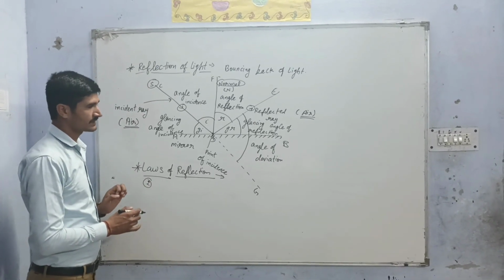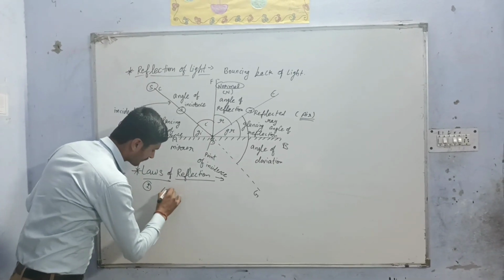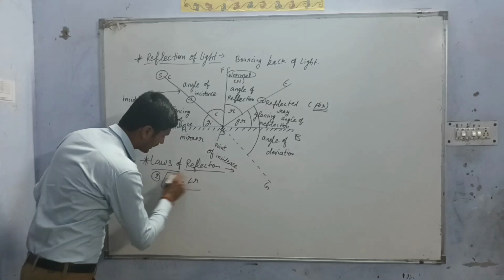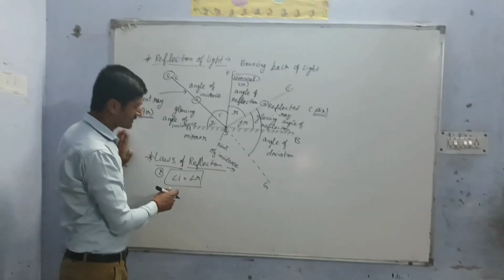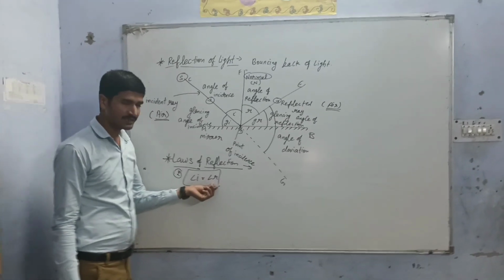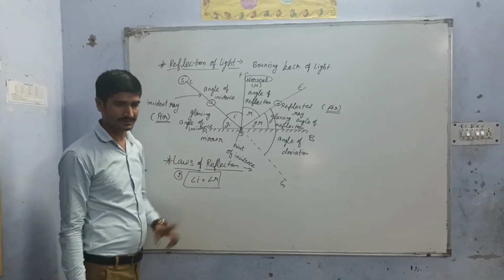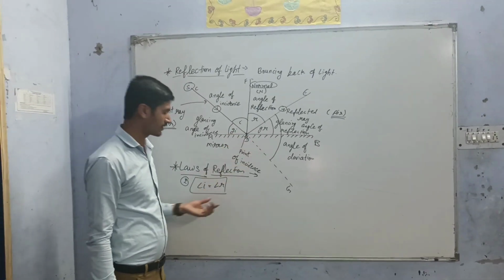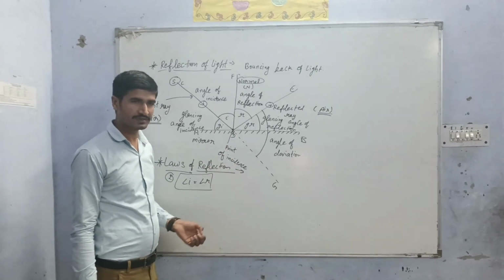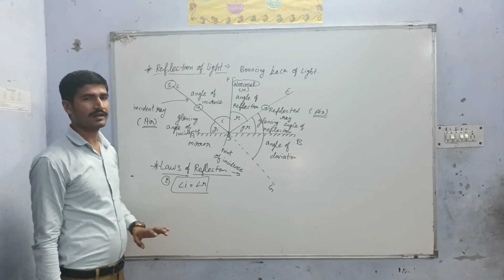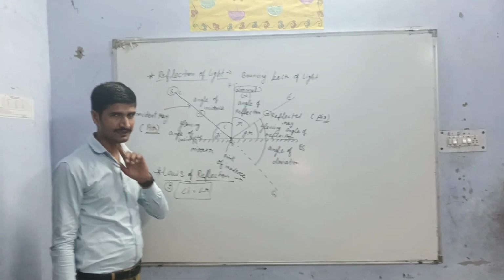Second law says that angle I is always equal to angle R. And angle I is the angle of incidence and angle R is the angle of reflection. So you can say that angle of incidence is always equal to angle of reflection for all reflecting surfaces. It is not that the laws of reflection are valid for plane mirrors only or for spherical mirrors only. These laws are verified and applicable in all reflecting surfaces.